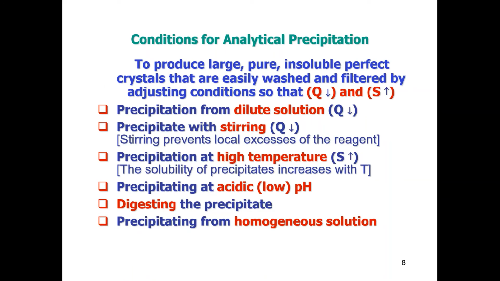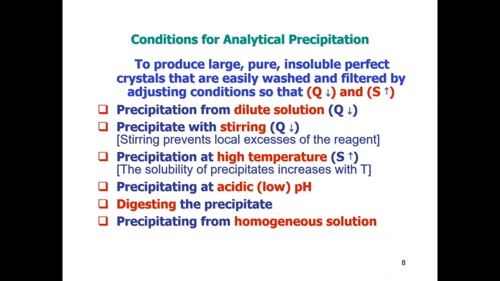Now, how do we control it so that Q is small and S is big? Okay, the first one is precipitation from dilute solution. So when you make your solution, make sure that you do not make it in high concentration. It is made in dilute solution, and then you will add it slowly. So that is how we control Q, so that it will be small.